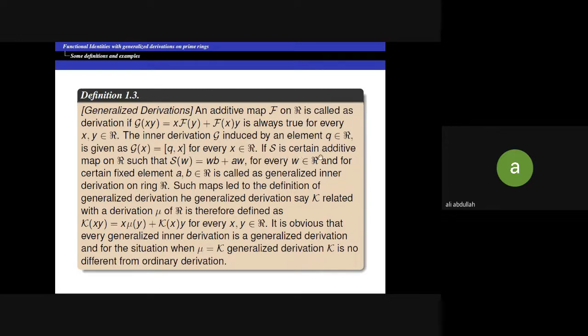If S is a certain additive map on R such that S(w) equals aw plus wb for every w in R, and for some fixed elements a, b in R, then it is called a generalized inner derivation on the ring R. Such maps led to the definition of a generalized derivation F associated with a derivation mu, given as F(xy) equals F(x)y plus x mu(y) for every x, y in R. It is obvious that every generalized inner derivation is a generalized derivation, and for the situation when mu equals 0, a generalized derivation is no different from an ordinary derivation.